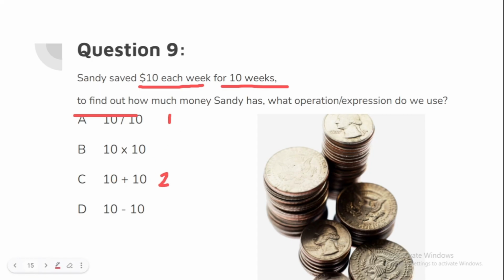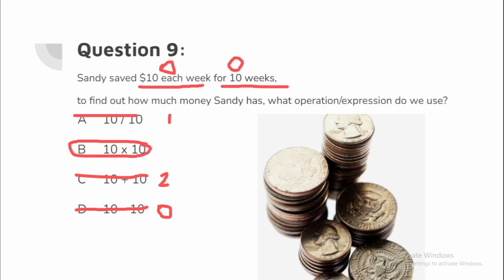So this is 2 weeks. And 2 is still less than 10, so it can't be this. 10 minus 10, that's the very bad one. If it was $0, she saved $0 a week for 0 weeks. She saved money. It can't be less than 10. So by default, it has to be B.